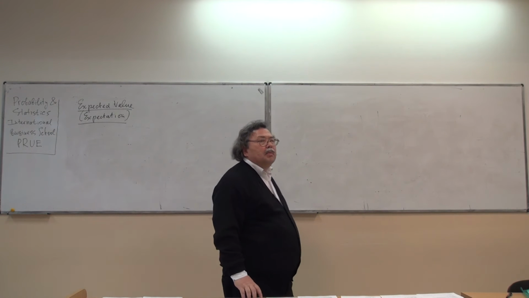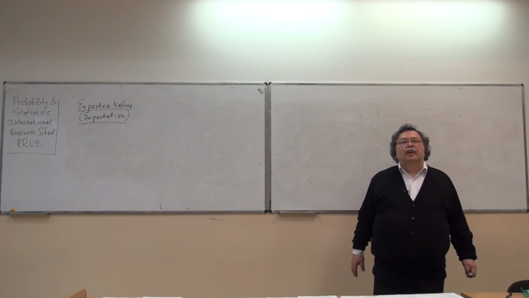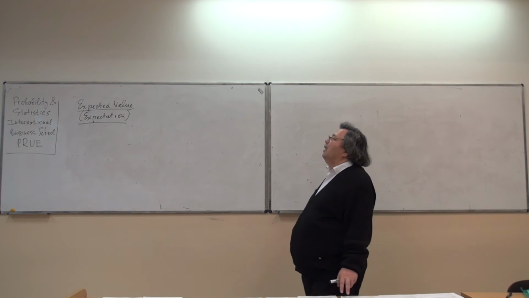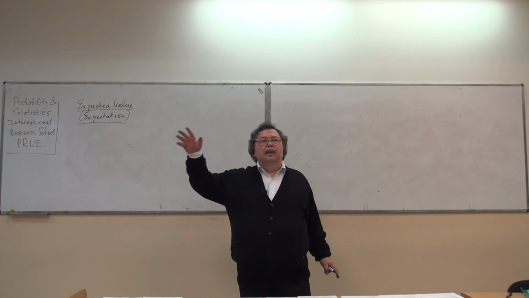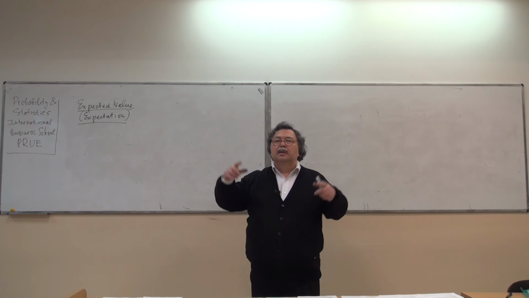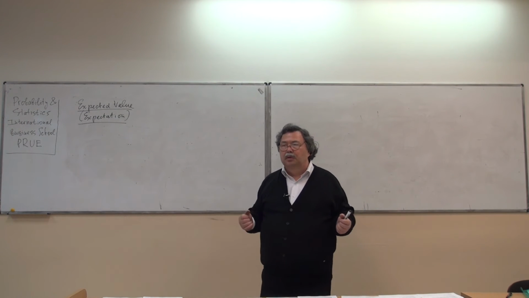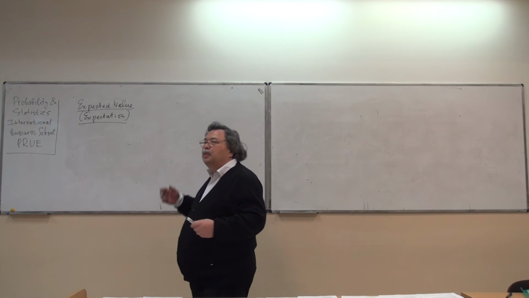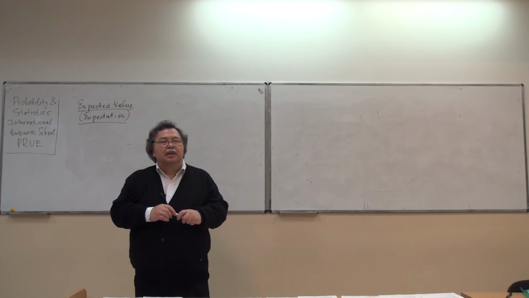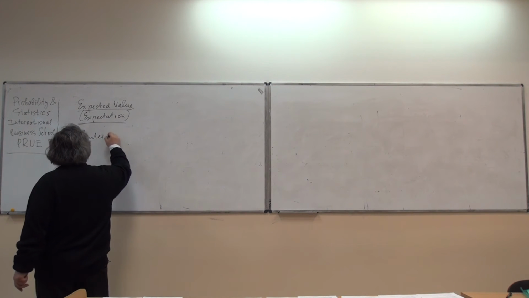Now, what is this about? What question does it answer? Expected value answers the question, what is the given random variable centered about? What point, what value is it distributed about? Loosely speaking, what is the center of the distribution? Center.